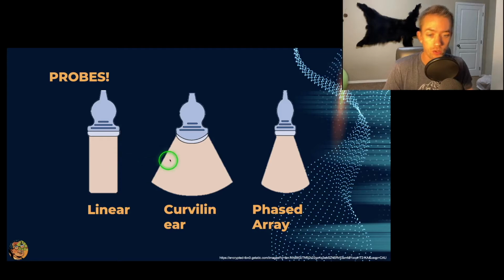Next, we can go to the curvilinear, and really the only reason it has the word linear in it is because, again, those sound waves are traveling at a 90-degree angle away from the footplate face, and they're traveling kind of in straight lines.